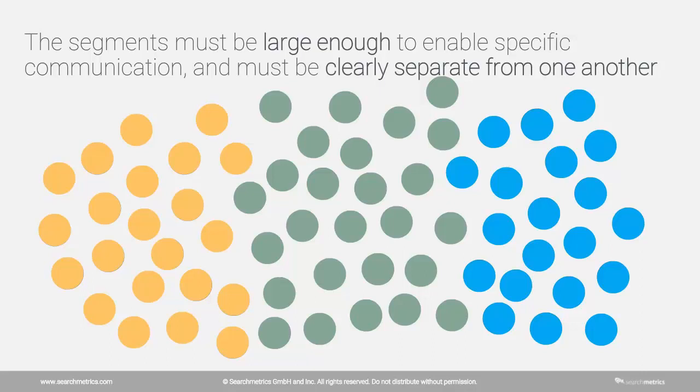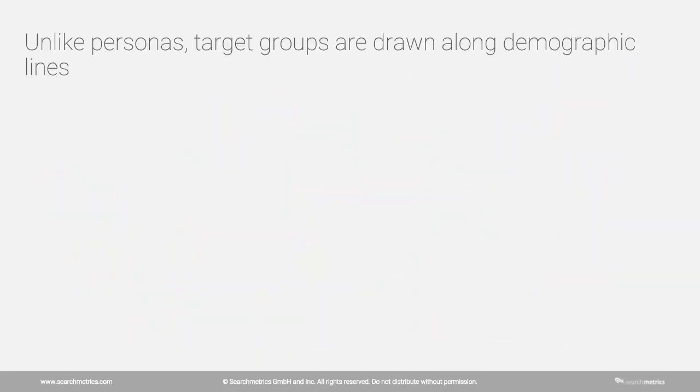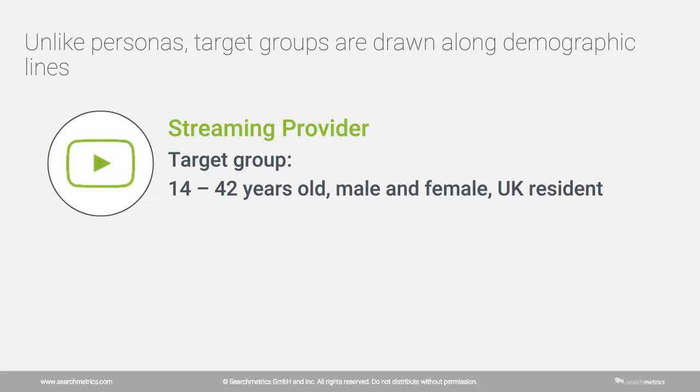And we were already mentioning target audiences. Most of us know them, I would say. They're quite generic, one-dimensional. So we have one example focusing on demographics, for example, a streaming provider. The target group could be 14 to 42 years old, male and female, maybe UK resident. But you don't know anything about the interests, about the hobbies. For a streaming provider, it could be interesting: is it someone who likes to binge watch TV shows, or who is more into horror movies or rom-coms? So you have topic-related personas that you can focus your communication on.